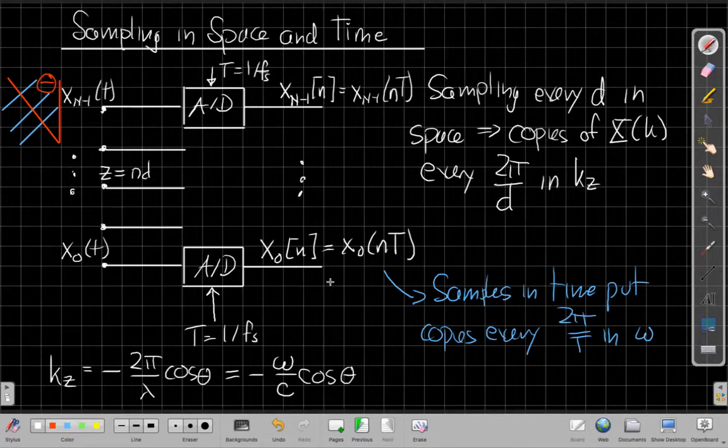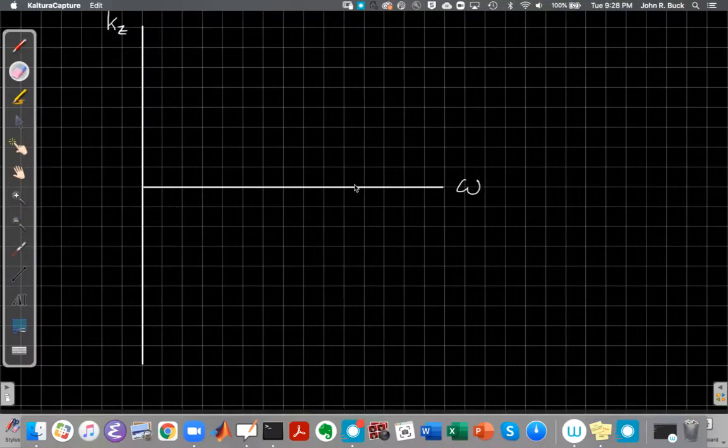So let me show you a notional graph of how we show this. When we make this plot, this will be our kz axis in this dimension, our omega axis in this dimension. And because of the sampling and concerns about aliasing, we're generally going to limit this.